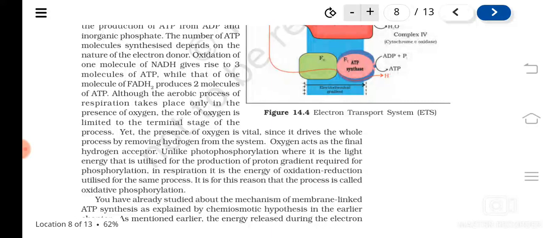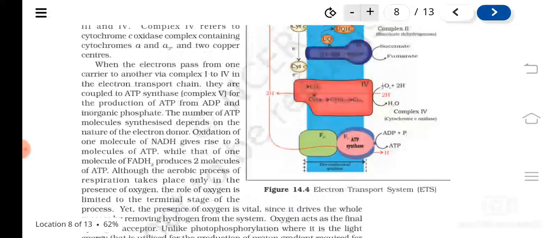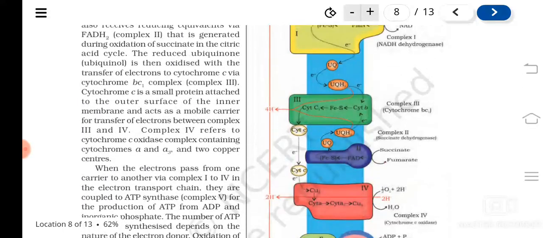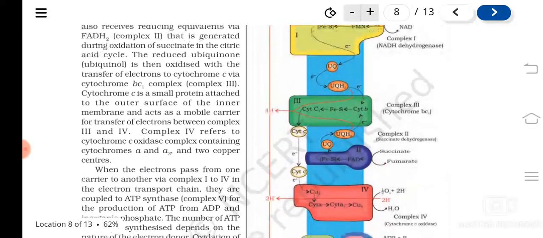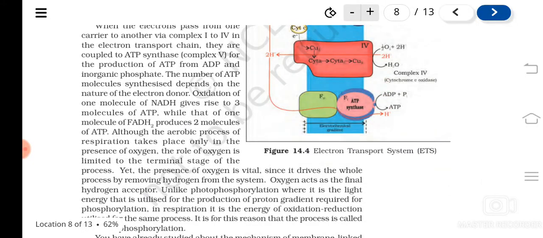Although the aerobic process of respiration takes place only in the presence of oxygen, the role of oxygen is in the terminal stage of the process, that is, to accept the electron finally. Oxygen is needed, so that oxygen will get converted to water.